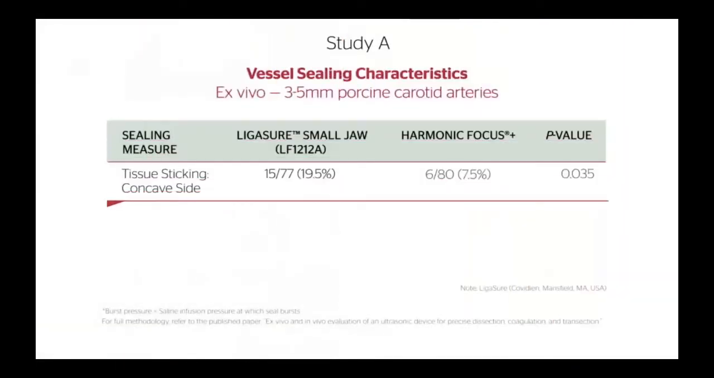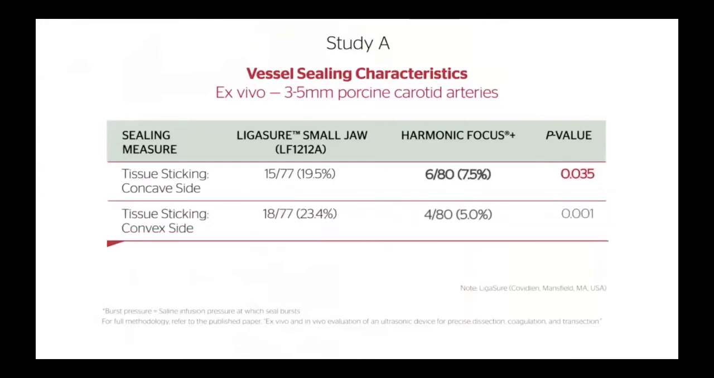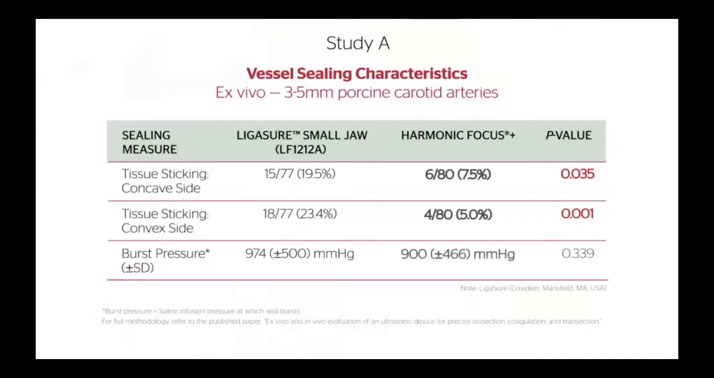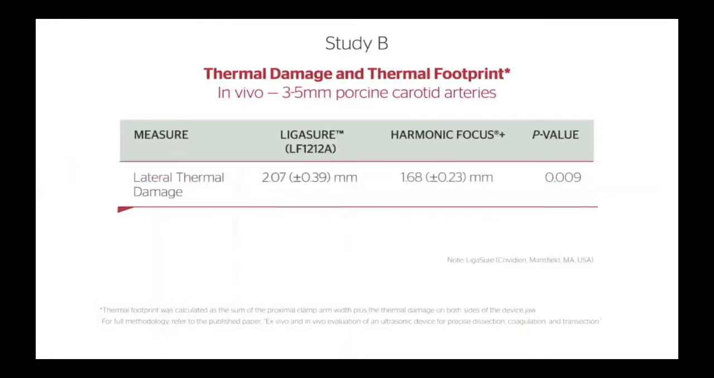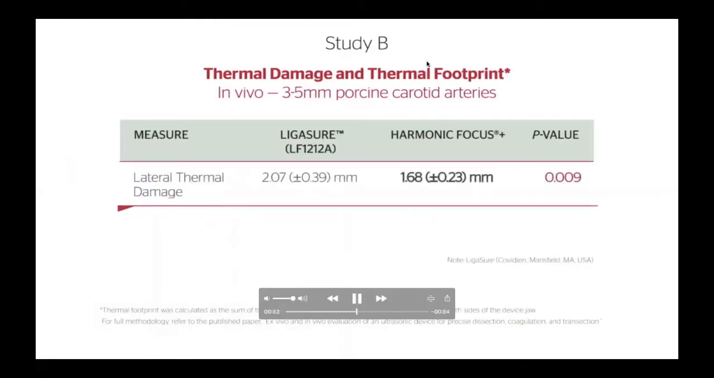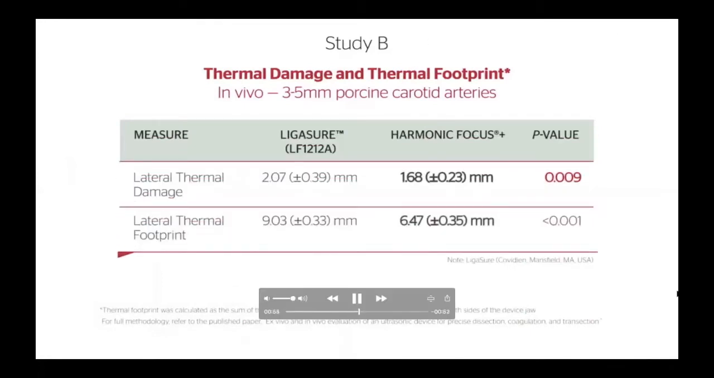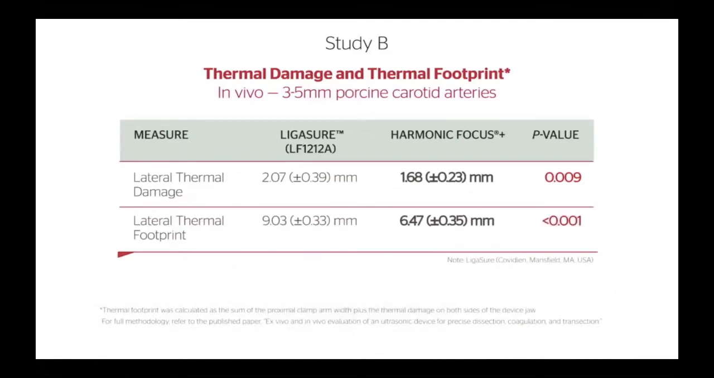Harmonic Focus Plus with adaptive tissue technology had significantly less tissue sticking on both the concave and convex sides of the clamp. It also demonstrated seal integrity, as assessed by burst pressure, equivalent to that of the advanced bipolar device. Also, Harmonic Focus Plus caused less thermal damage and had a significantly smaller thermal footprint than the bipolar device.